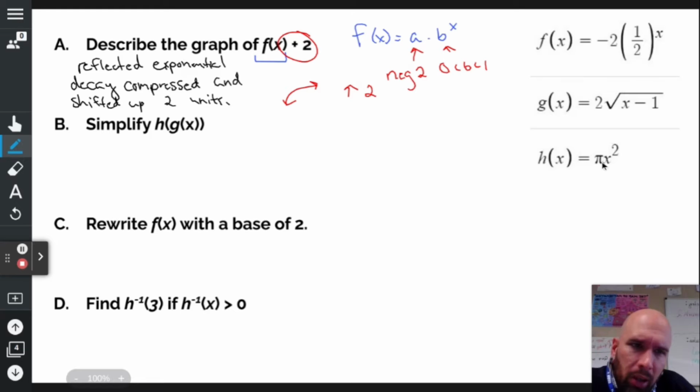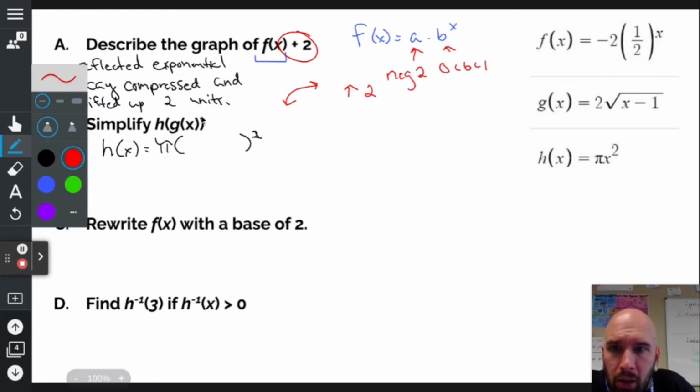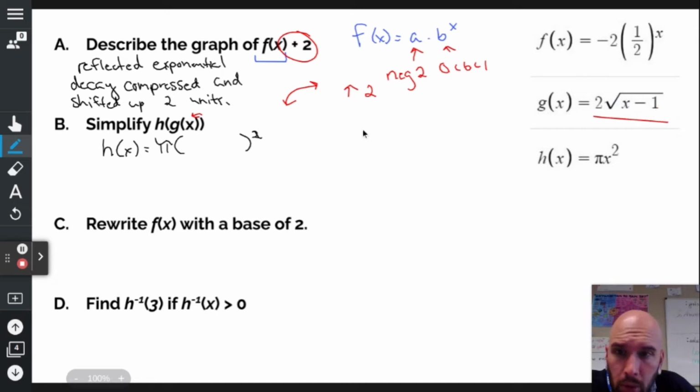Simplify h of g of x. So here's h, which looks like it is some type of area-looking formula, like maybe a cylinder, but not really. And I have to plug in g of x. So remember, h of g of x means you're going to start out with that outside function, and then plug in that function. So I'm going to start out with h, and every x that I run into, I'm going to put a big fat parentheses around it. So pi, big fat parentheses, squared. Now, g of x, I'm going to call red, looks like u. So I'm going to have 2 big square root x minus 1.